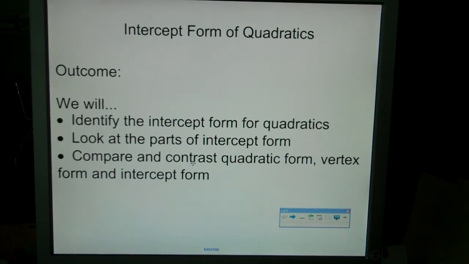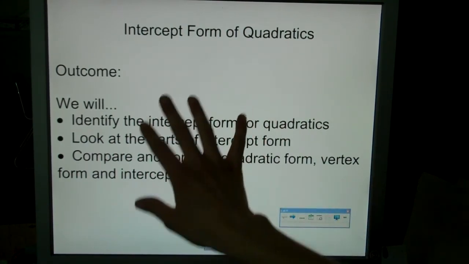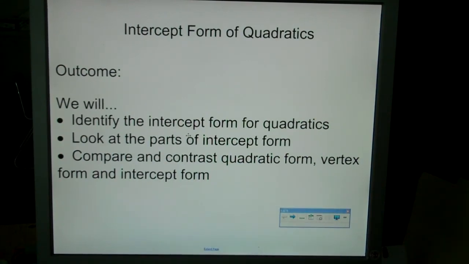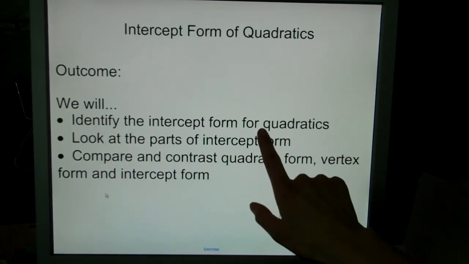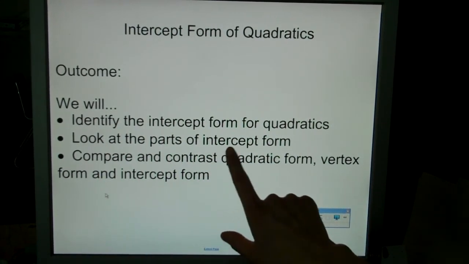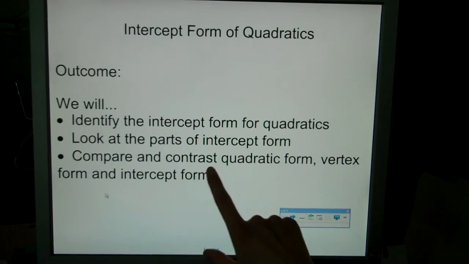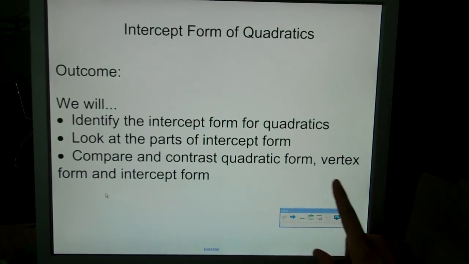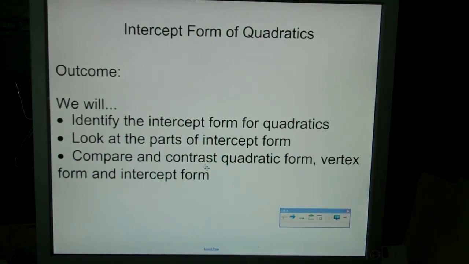And our quadratics are only going to hit the x-axis. So we're going to have x-intercepts. Now it is very possible for them to hit y if the thing is turned on its side, but we're going to focus on x, okay? So identify the intercept form for quadratics. We're going to look at the parts of intercept form. We're going to compare and contrast quadratic, vertex, and intercept form.